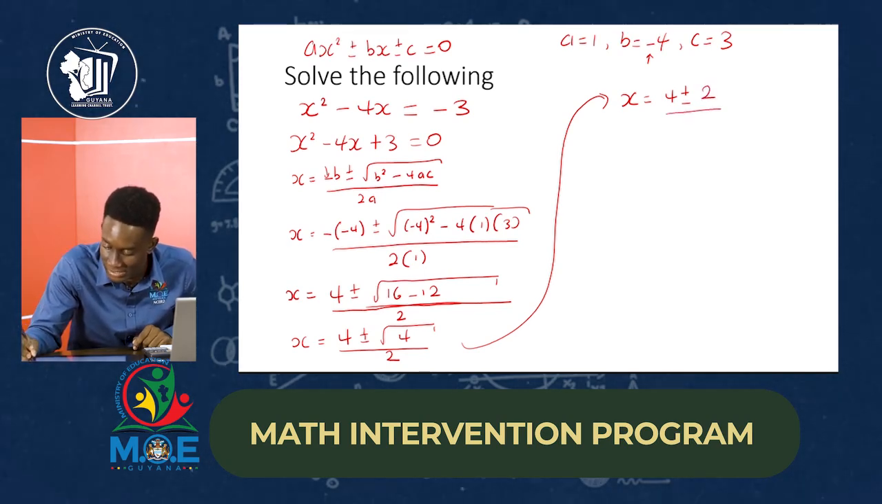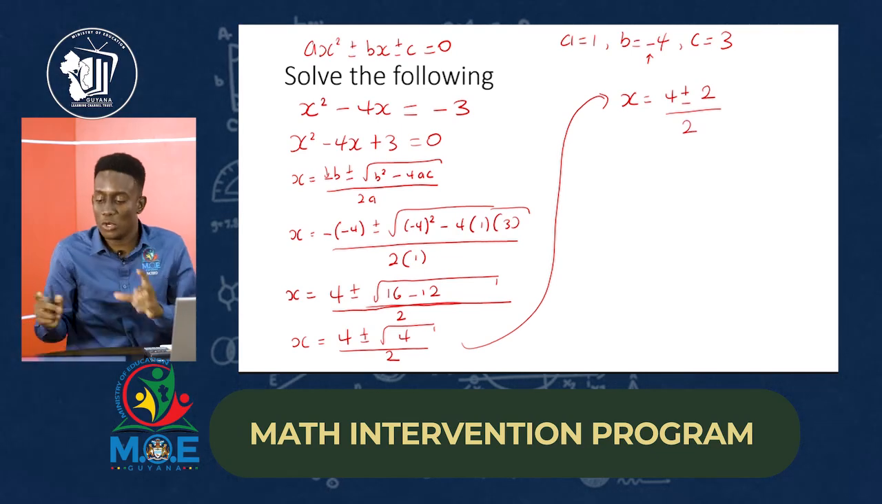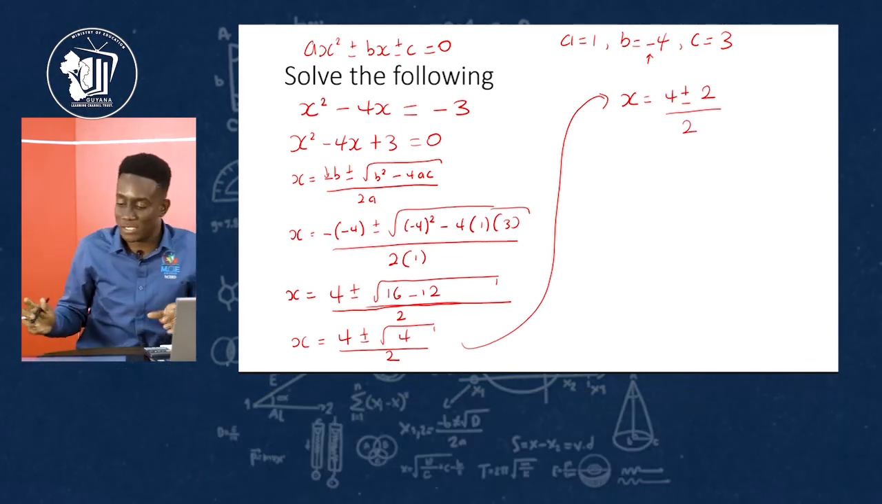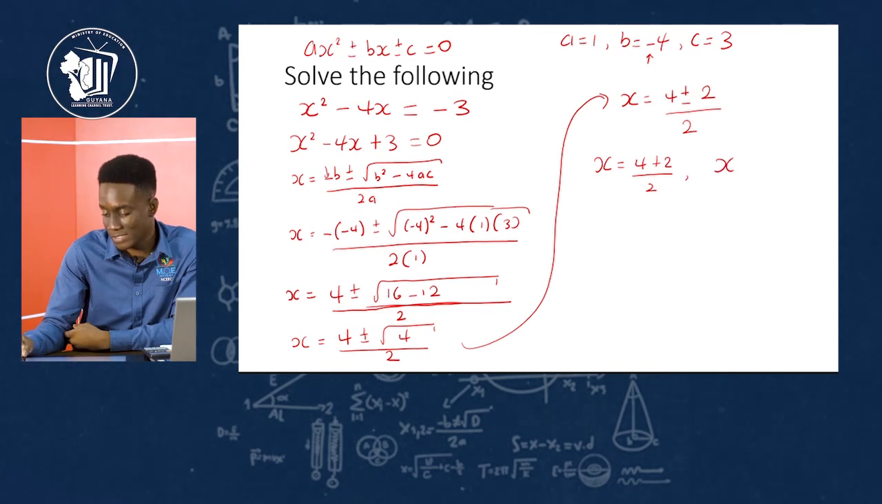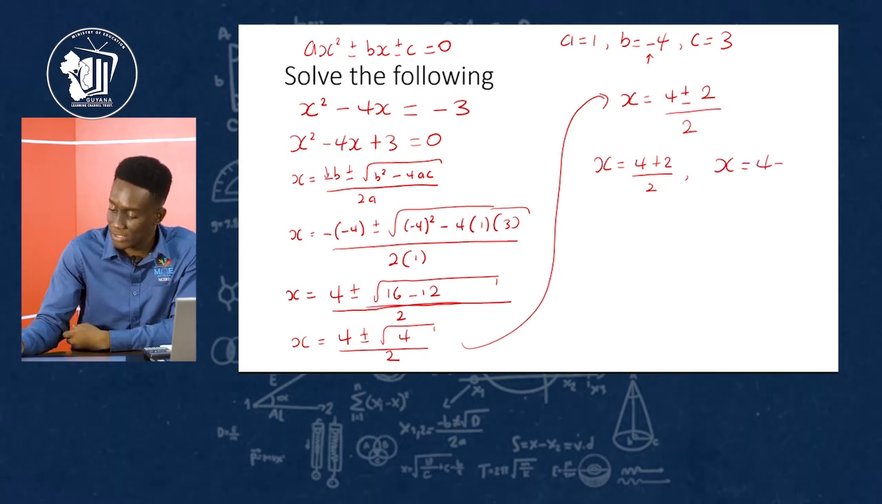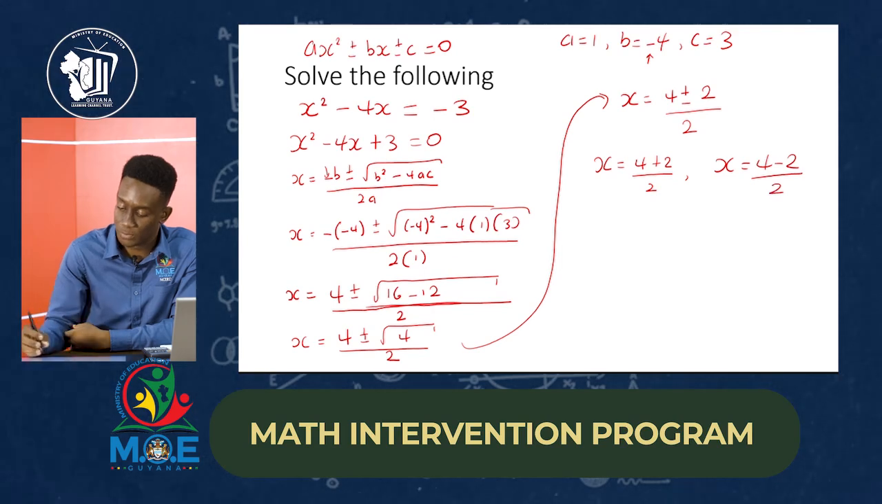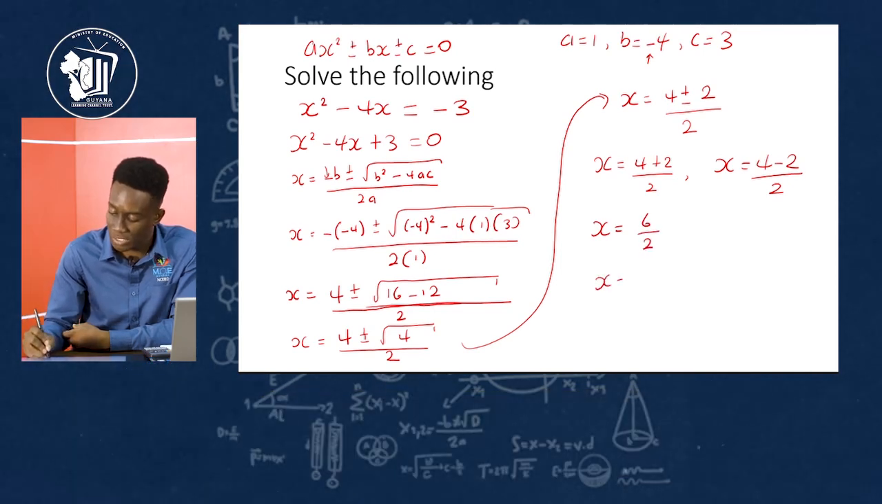all divided by 2. So now is where we separate the plus and the minus. So we'll have x is equal to 4 plus 2 divided by 2, and x is equal to 4 minus 2 all divided by 2. And x should be equal to 4 plus 2 is 6 divided by 2. Hence x will be equal to 6 divided by 2 is 3. So that is one value of x.